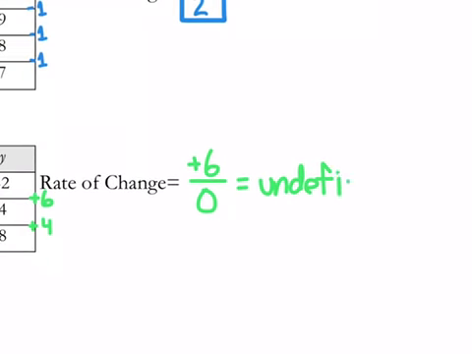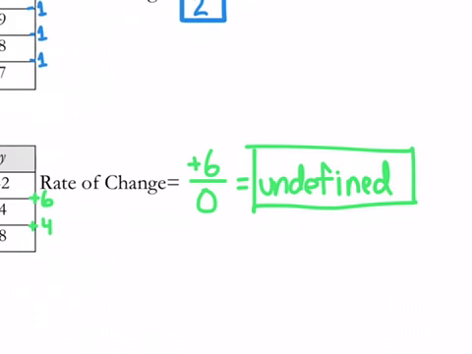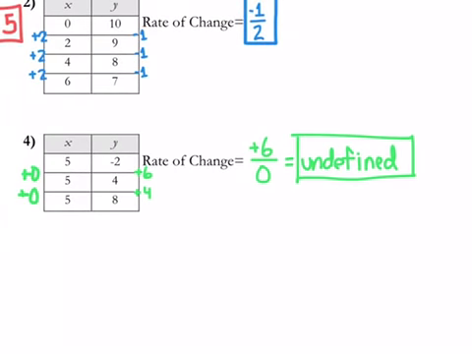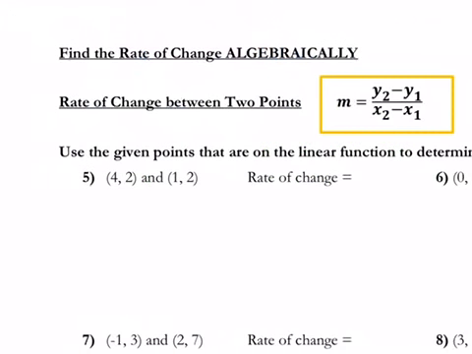rate of change. There's no way to divide by 0, so there's no way to define the rate of change of this function, because what I'm really looking at, if I graph this, is a vertical line. It's going to be going straight up and straight down, so there's no way to calculate how much y changes, because x never changes.